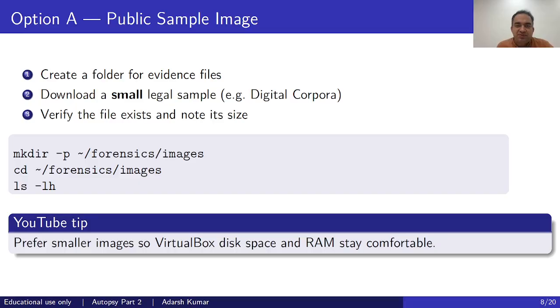Now there are multiple options for practice. The first option is to download an image from a public repository, like we downloaded from Digital Corpora, or you can create your own image as well, which is option B. In option A, you download the public sample image, create a folder such as forensic image, change the downloaded image to the raw image if Autopsy is giving an error on the downloaded image, and prefer to download a small legal sample, for example from Digital Corpora, and then run ls -lh to confirm that the file is present.